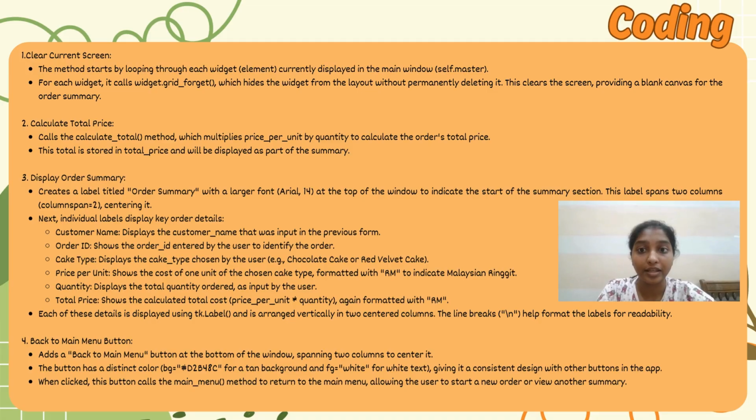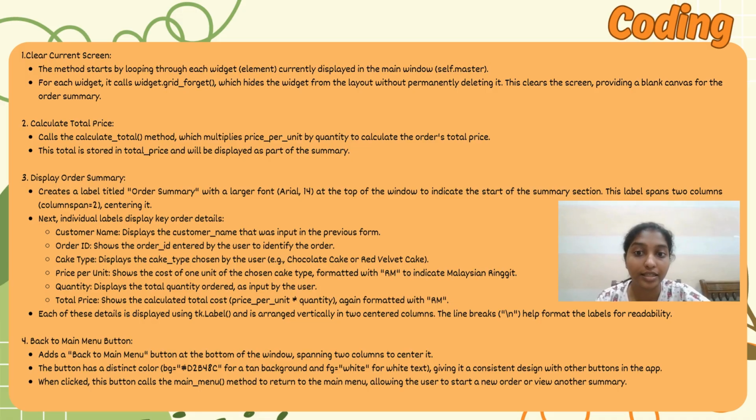Next, individual labels display key order details. Customer name displays the customer_name that was input in the previous form, and then order ID shows the order_ID entered by the user to identify the order, and then cake type displays the cake type chosen by the user, like chocolate cake or red velvet cake, and then price per unit shows the cost of one unit of the chosen cake type, formatted with RM to indicate Malaysian ringgit, and then quantity displays the total quantity ordered as input by the user, and then total price shows the calculated total price, which is price per unit times quantity, again formatted with RM.